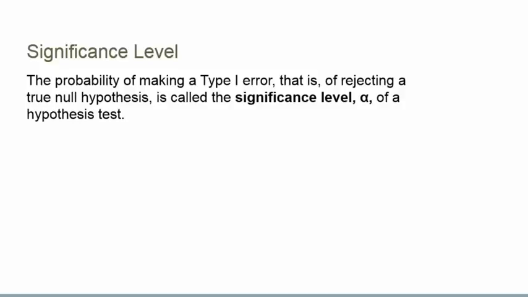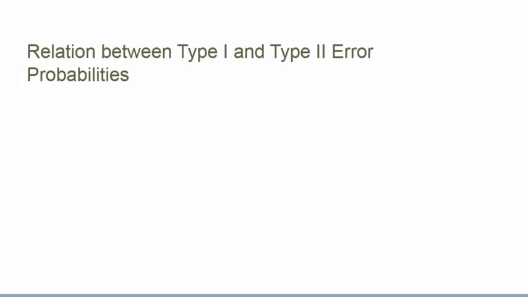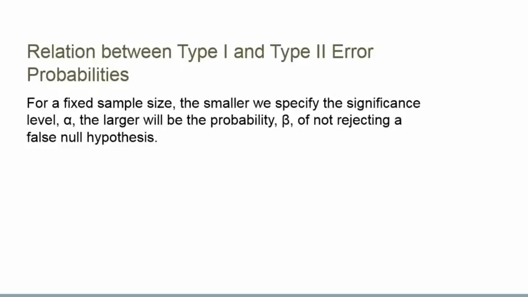Significance level. The probability of making a type 1 error, that is, of rejecting a true null hypothesis, is called the significance level alpha of a hypothesis test. Relation between type 1 and type 2 error probabilities. For a fixed sample size, the smaller we specify the significance level alpha, the larger will be the probability beta of not rejecting a false null hypothesis.